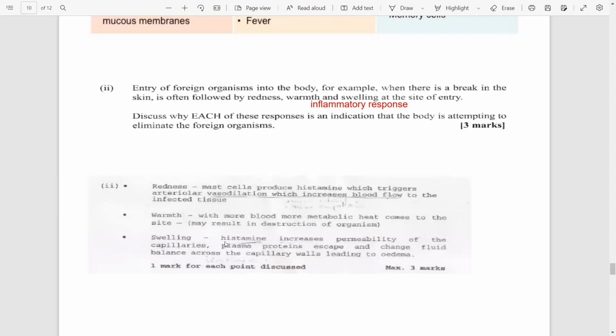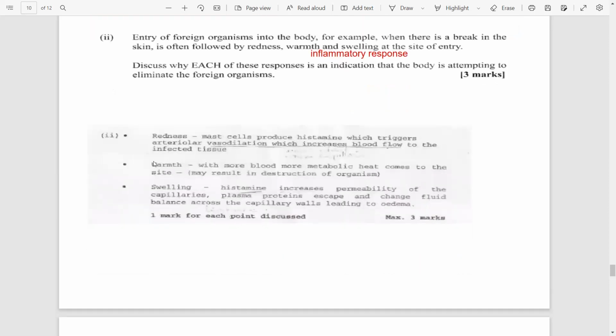Why is there swelling? Because the same histamine that was released increases the permeability of the capillaries, so plasma proteins can escape and change the fluid balance across the capillary walls, leading to swelling in the area. So these are the hallmarks of inflammation: redness, warmth, swelling, and pain. Pain is when you actually start destroying the pathogen, and sometimes some of your own cells get destroyed in the process.